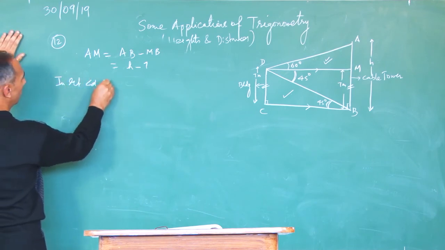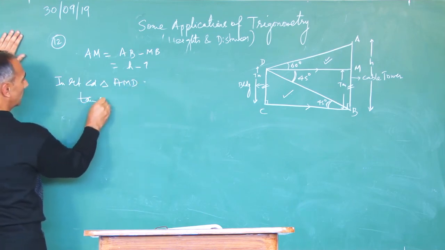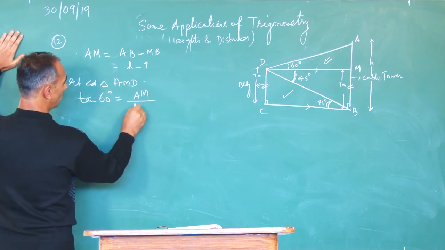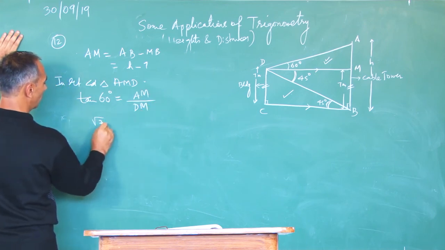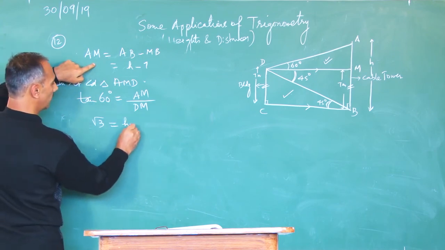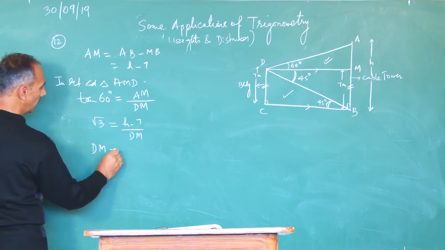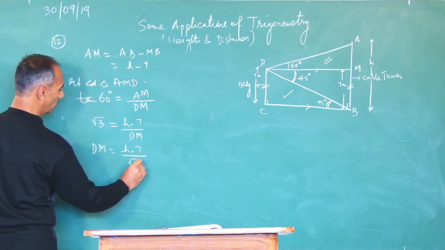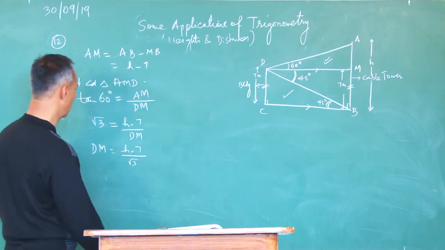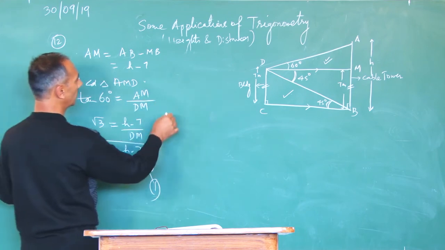In a right angle triangle, AMD, which T ratio I will use? Tan. Tan of 60 degrees is perpendicular upon base, that is AM upon DM. How much is tan 60? Square root 3. How much is AM, my dear friends? Just now we calculated. It's H minus 7 upon DM. So DM will be H minus 7 upon square root 3. What is DM length? DM length is same as CB length. Okay, leave this as equation 1, whatever you want. Okay, move on to the other triangle.